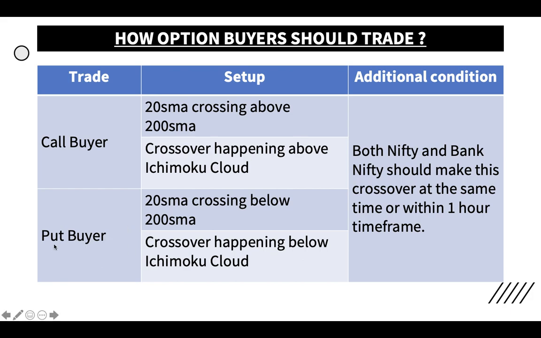Similarly, if you want to buy a put option, the same condition: Nifty and Bank Nifty should give a sell signal when the 20 simple moving average crosses the 200 simple moving average, and the crossover happens near the Ichimoku cloud or slightly below the Ichimoku cloud. That's the time the sell signal is more powerful, and these are the small conditions for option buying, whether call option or put option.